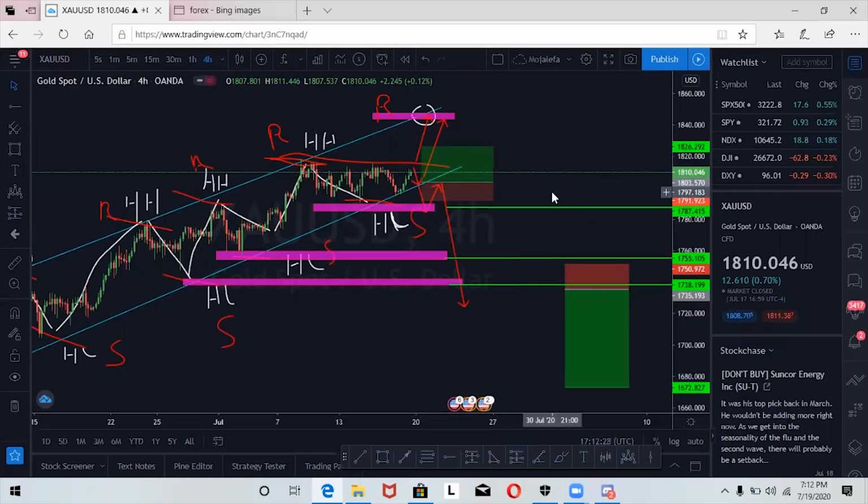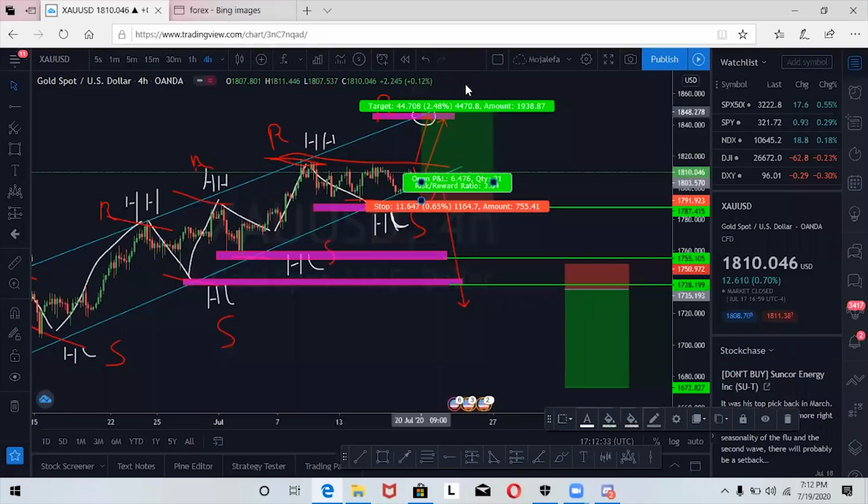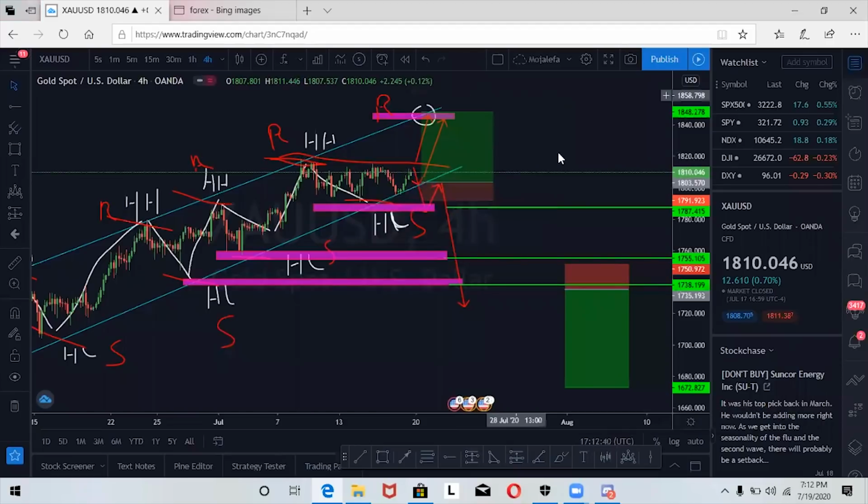Then as for your take profit, it's going to be at your new high, which is going to be your new resistance and your new higher high. You know what I mean? So this trade is basically a 1:3, which is nice. You can make a lot of money, hit your target and get out.